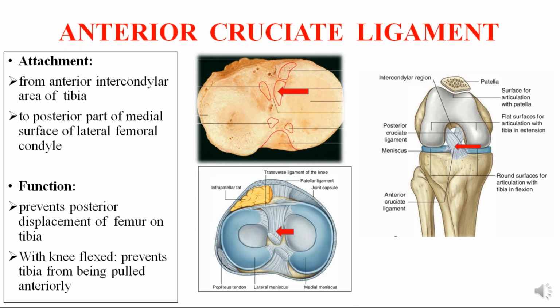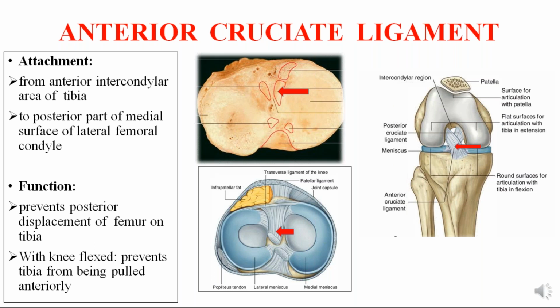Because it is a cruciate ligament, it has to cross to the opposite side. So when it is originating from the anterior portion of the tibia, where will it go? It will be attached to the posterior portion of the femoral condyle. Which femoral condyle? Lateral femoral condyle onto its medial surface. This is the lateral femoral condyle, and this is the medial surface of the lateral femoral condyle. So it will be attached to the posterior most part of it.